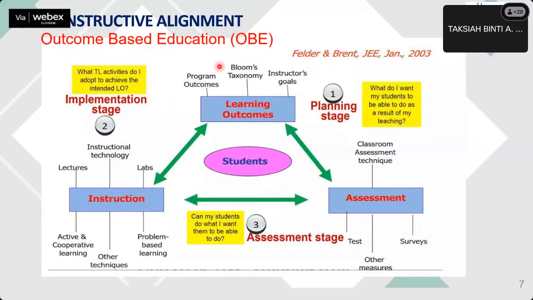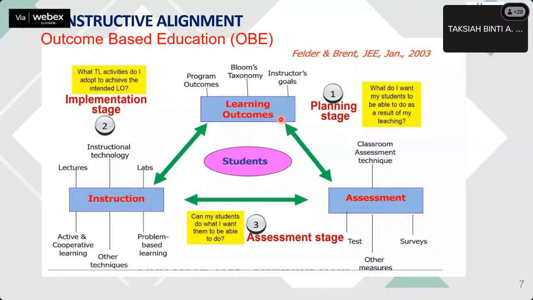So we have to make sure the things that we planned, which is the learning outcome, or we can call it a program outcome here, or in CALOHEA, they call it competencies here, are aligned with the implementation stage, which is stage number 2, where we can design the instruction, whether we're going to have labs, lectures, or some other problem-based learning activities. And finally, we will do some assessment. So it can be a test, a survey, or a classroom assessment. So all these three components should be aligned.